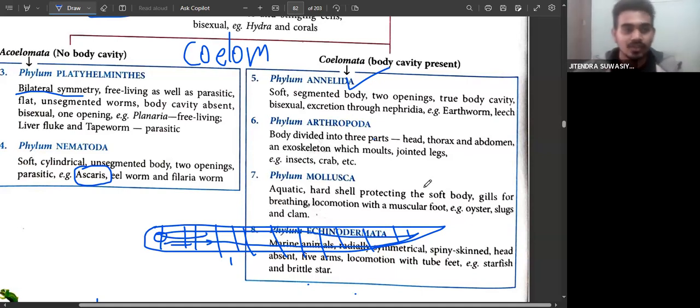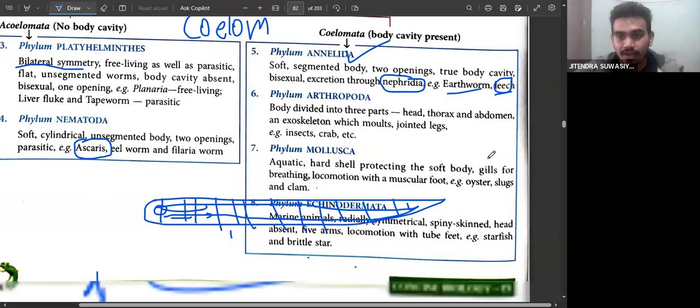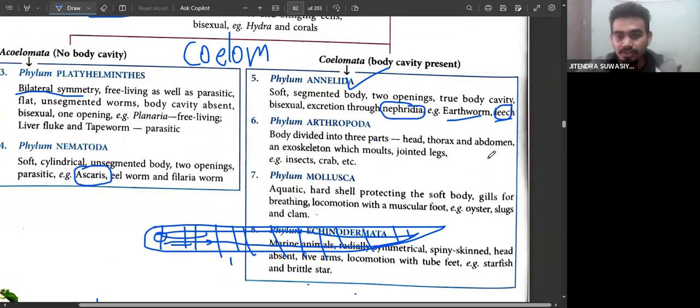We'll discuss excretion through gills in fishes. Then in Arthropoda, through spiracles. In insects, most of the excretion happens through those spiracles. So in Annelida, the excretion happens through nephridia, like in earthworm and leech. Leech is generally found in paddy fields, and they have a mandibulo-suctorial mouth.